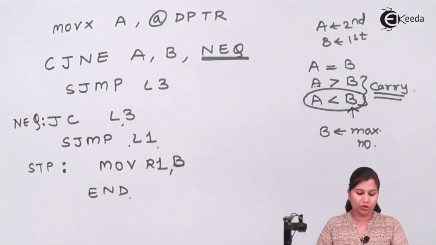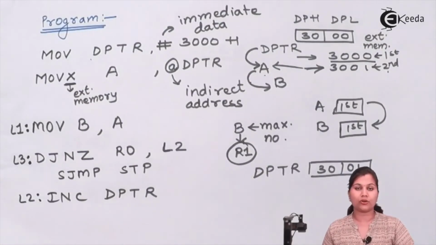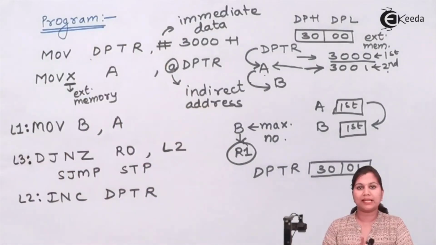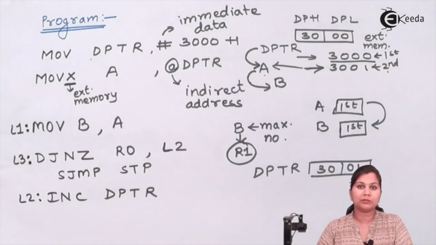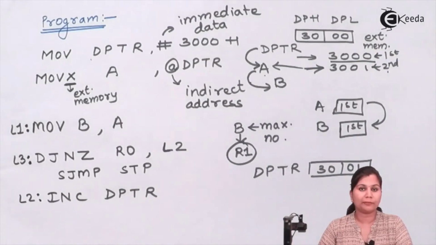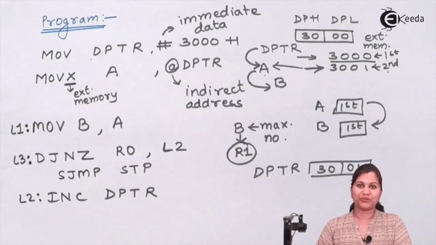So this is the assembly language program using the instructions of the 8051 microcontroller, and this program is able to find the maximum or the largest number in an array. We are given an array of n numbers. The length of the array is already stored in register R0, and we have stored the result of our program in register R1 of register bank 0. I hope that this program is now clear to you. Thank you.